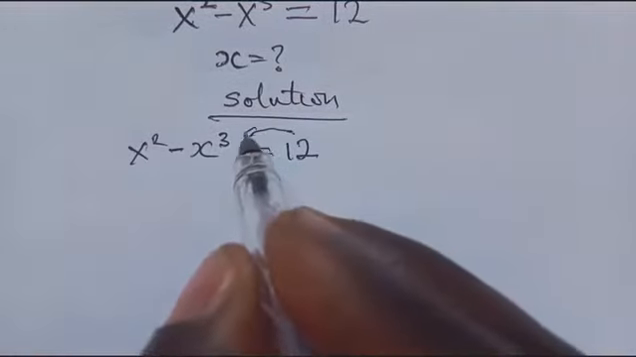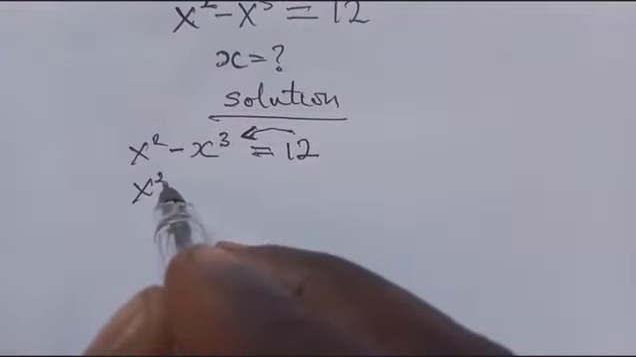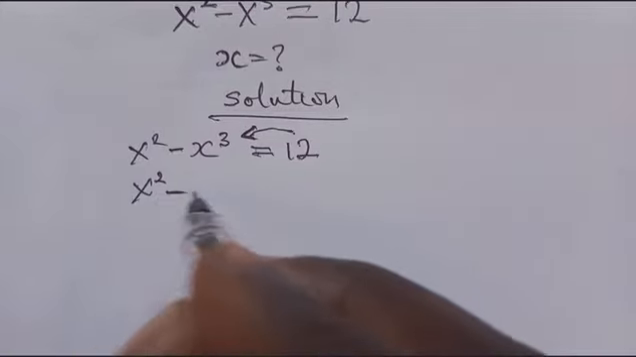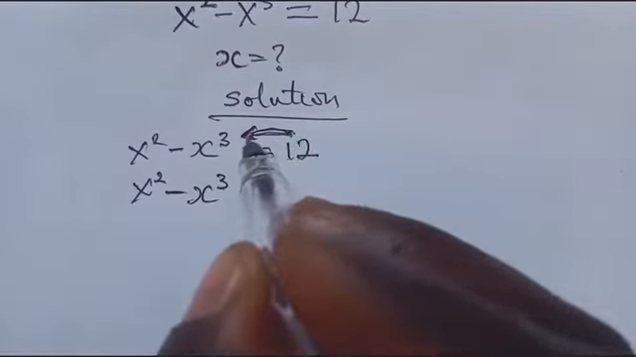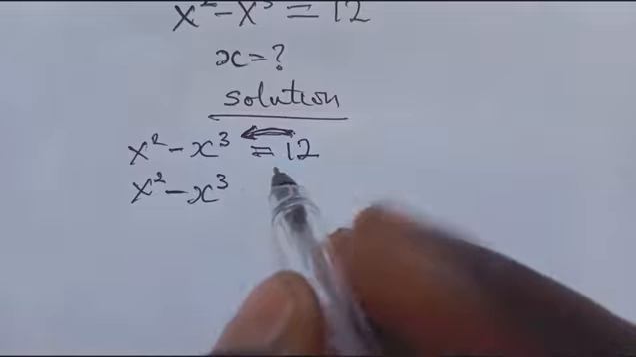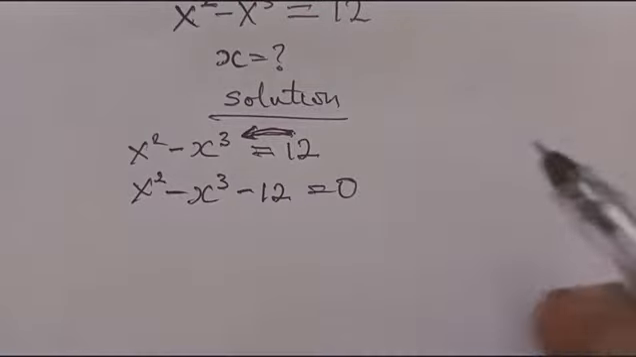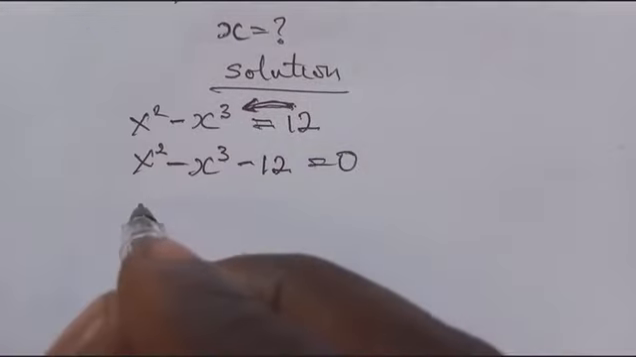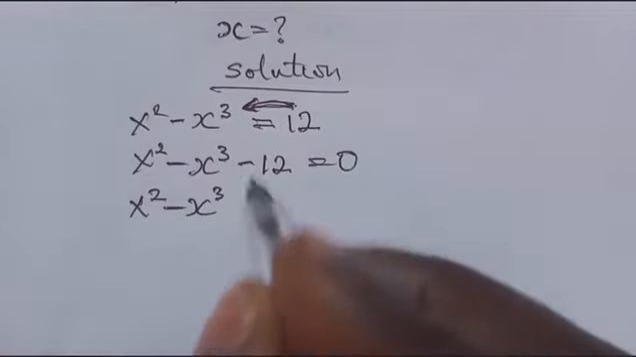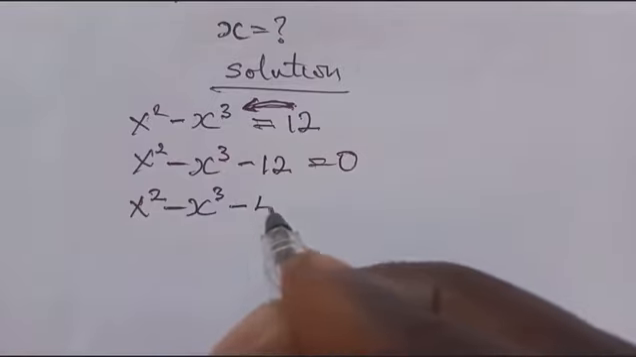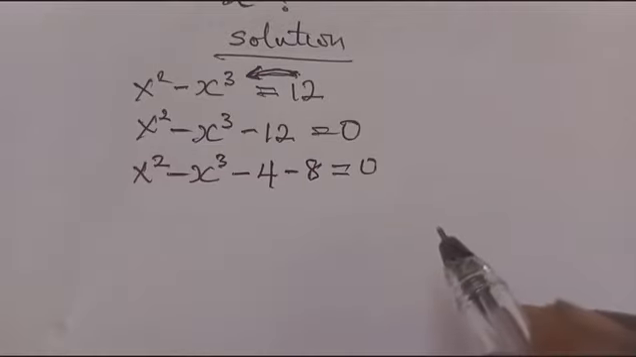We bring the 12 to the left hand side. So we have x raised to the power of 2 minus x raised to the power of 3. When the other value moves to the other side, the sign changes from positive to minus 12, which is equal to 0. So we can write x raised to the power of 2 minus x raised to the power of 3, and break the minus 12 into minus 4 minus 8, equals 0.